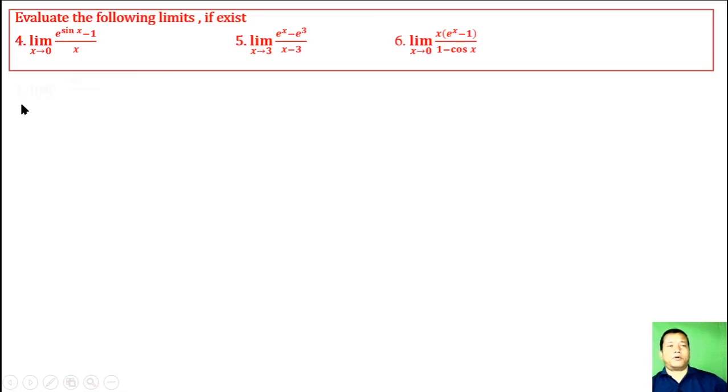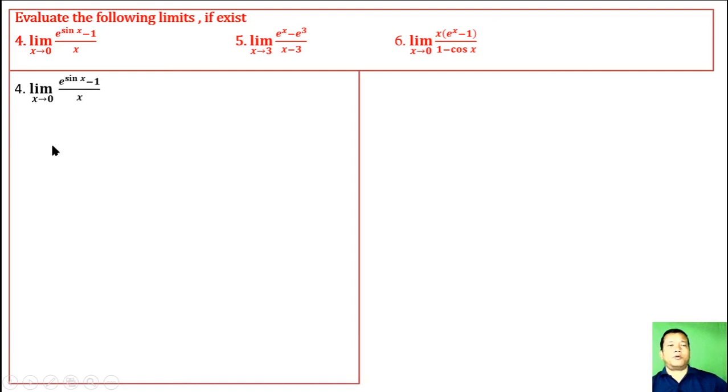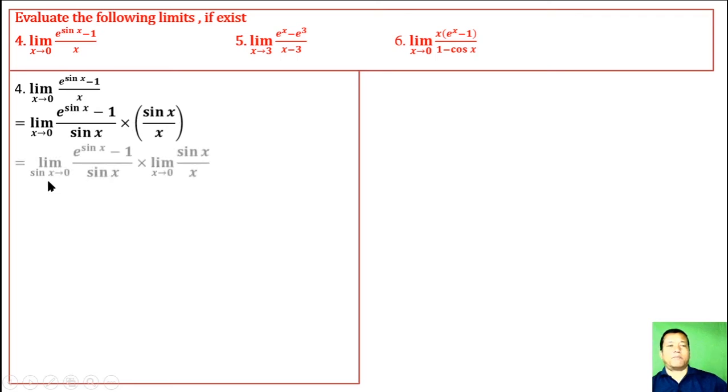Number 4, limit of this function, e to the power sin x minus 1 by x. Using the standard result, we fill up sin x in the denominator, so we multiply and divide by sin x. As x tends to 0, the limit of the function is 1, and the other function's limit is also 1.